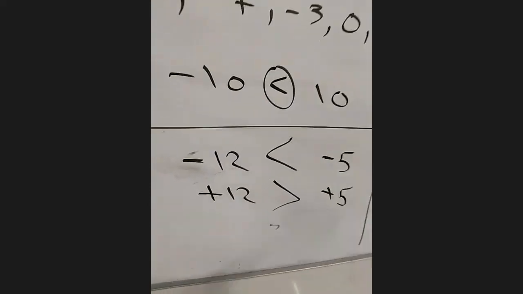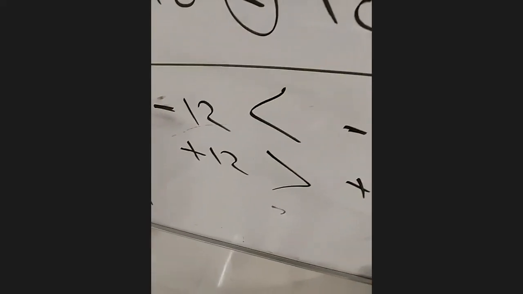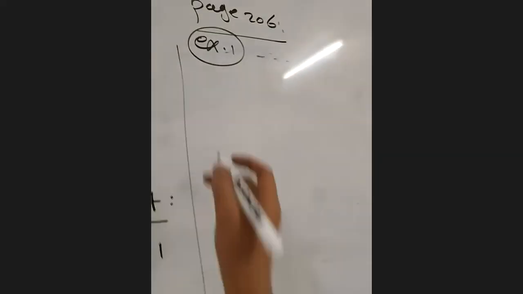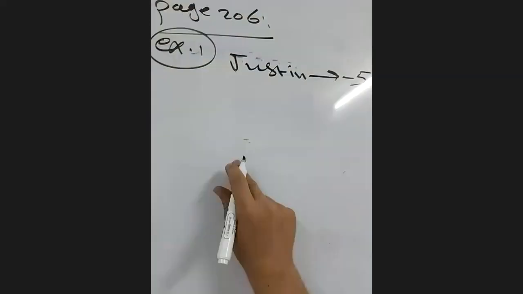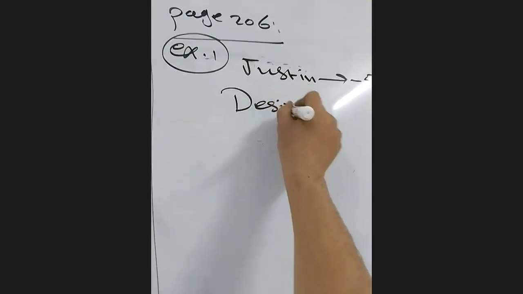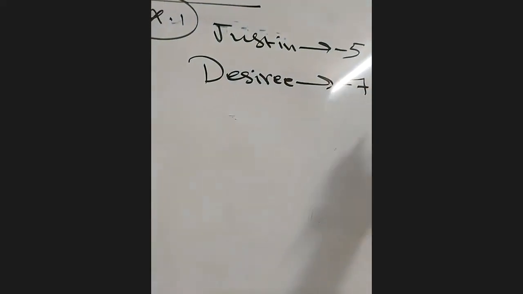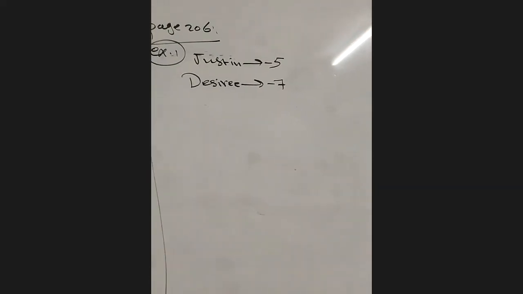Good boy. Now let's go to example 1 in this lesson. Page 206. Read, Ubay. Example 1. Justin has a score of negative 5 on the trivia game. Desiree's score is negative 3.